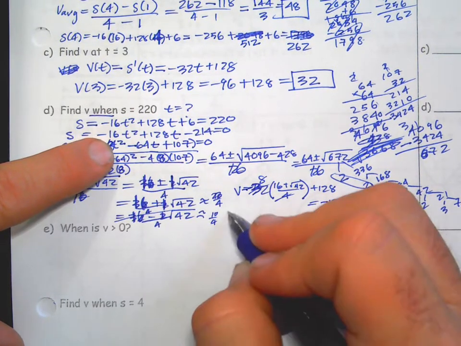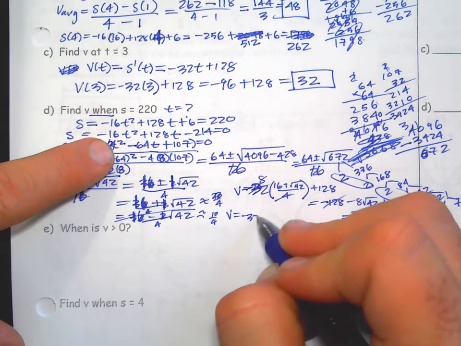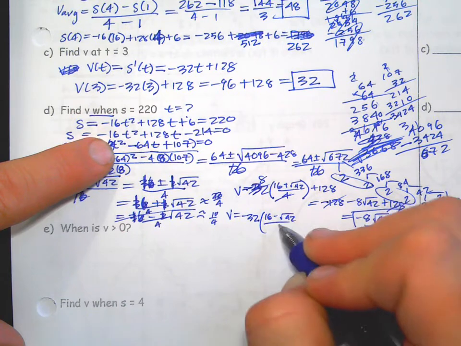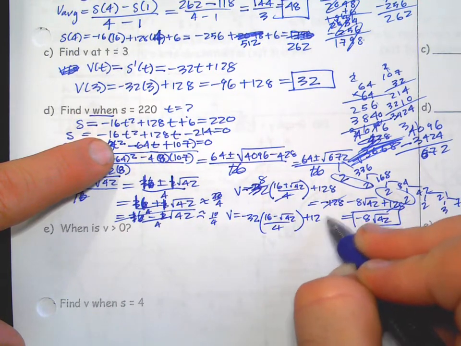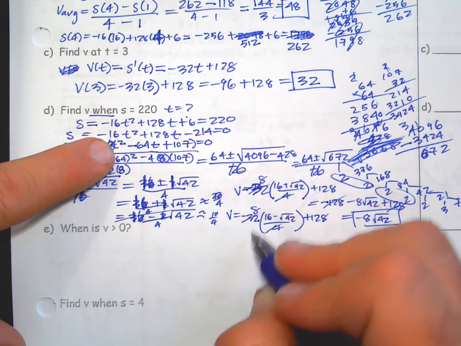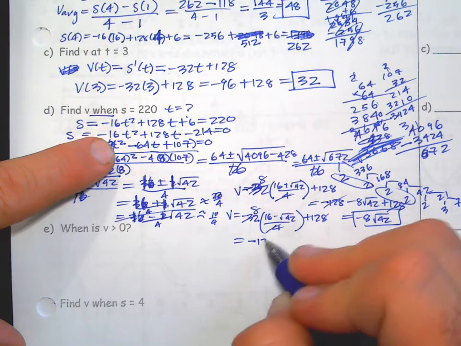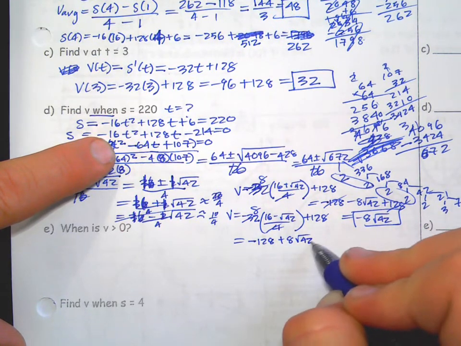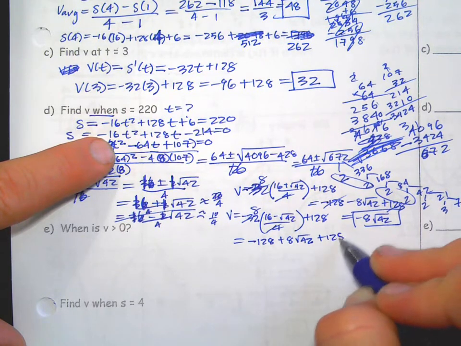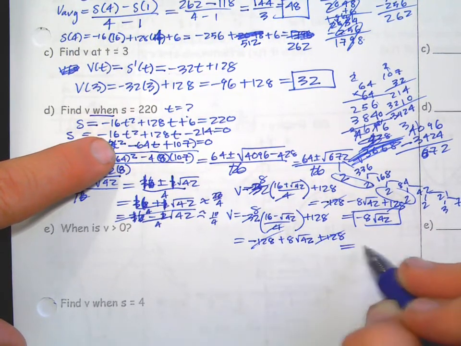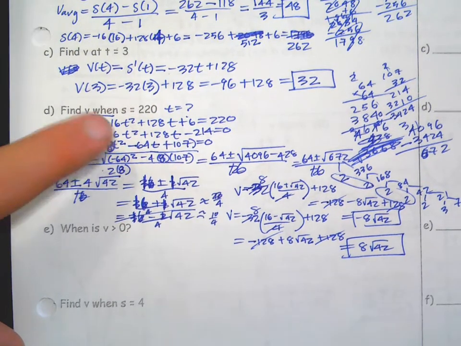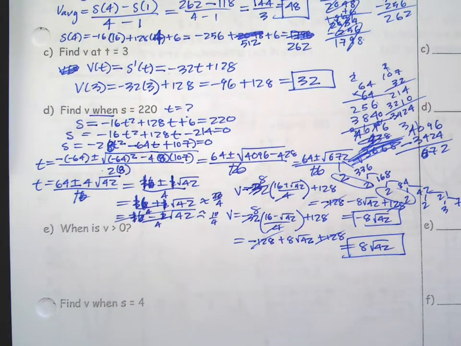And then the other answer would be negative 32 times 16 minus square root of 42 plus 128. And that's going to be 8. And so that's going to be negative 128 plus 8 square root of 42 plus 128. And so the other answer is going to be positive 8 square root of 42. There's units, that's velocity of b feet per second.